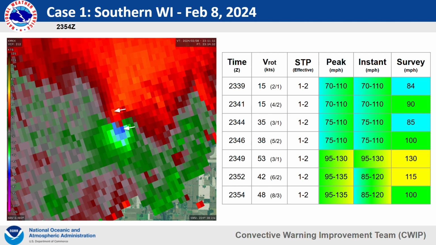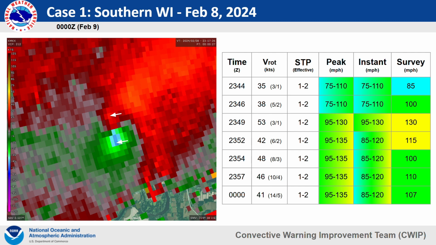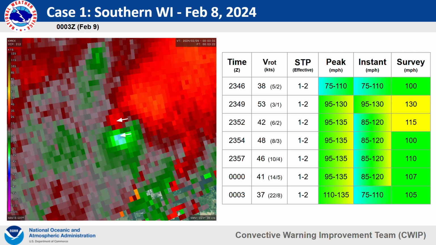Moving ahead, not much changes here over the next few scans. 2354, still in that 40 to 49 knot bin for VROT. Again, same thing here at 2357, not much changes in the peak and instantaneous velocity, rotational velocity, and even the same with the survey, which was sitting at a solid EF1. Again, at 0Z, not a whole lot changes. And now we go to 0003Z. We fall down to 37 knots, so we actually fall a bin, one of the VROT bins.